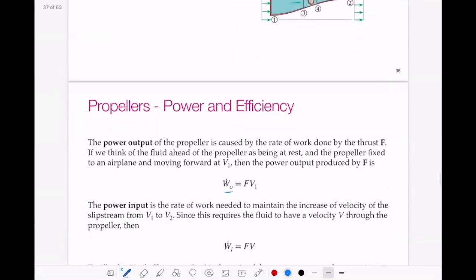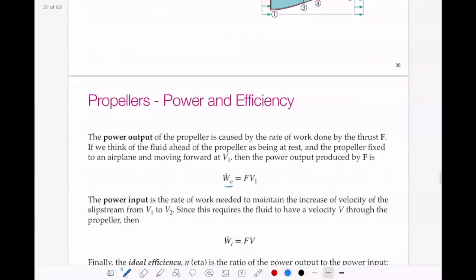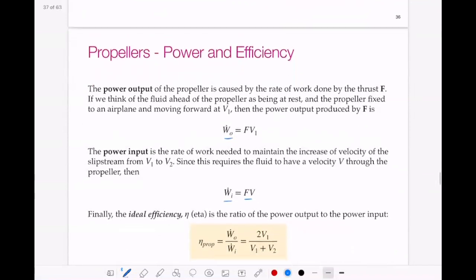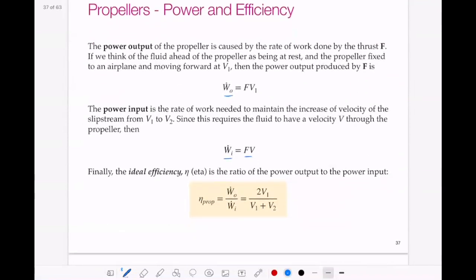The power input is the rate at which work is needed to maintain the increase of velocity of the slipstream from V1 to V2. So our input would be Wi dot, which is the force times the velocity at the propeller. Finally, we have the ideal efficiency, eta, of a propeller, which is the ratio of the power output to the power input, which is 2 times V1 divided by V1 plus V2.